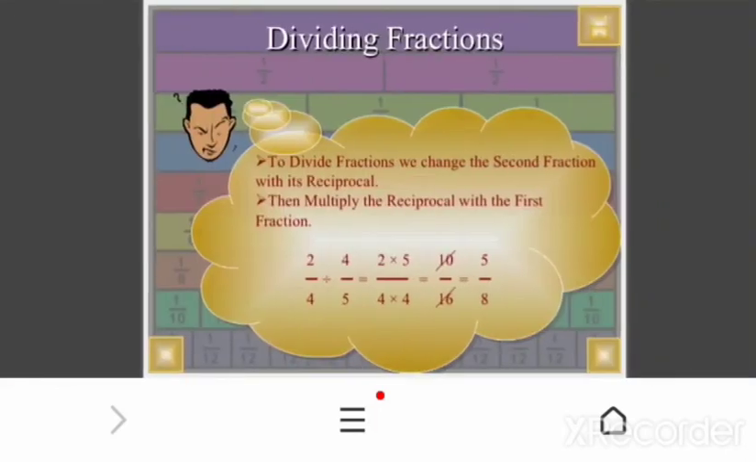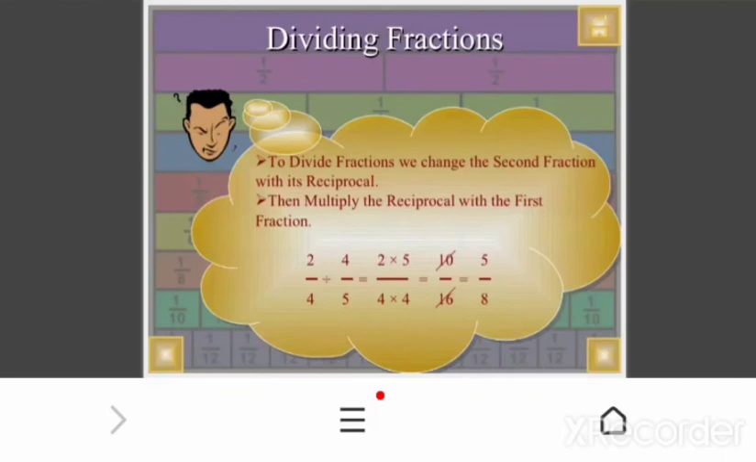So children, how to divide a fraction? To divide a fraction, we replace the second fraction with its reciprocal and then multiply the reciprocal with the first fraction. Like here, children, on the screen, 2 upon 4 divided by 4 upon 5 is equal to 2 into 5 upon 4 into 4. Why, children? If you see, the second fraction is converted to its reciprocal, that is 5 upon 4. 4 upon 5 is converted to 5 upon 4.